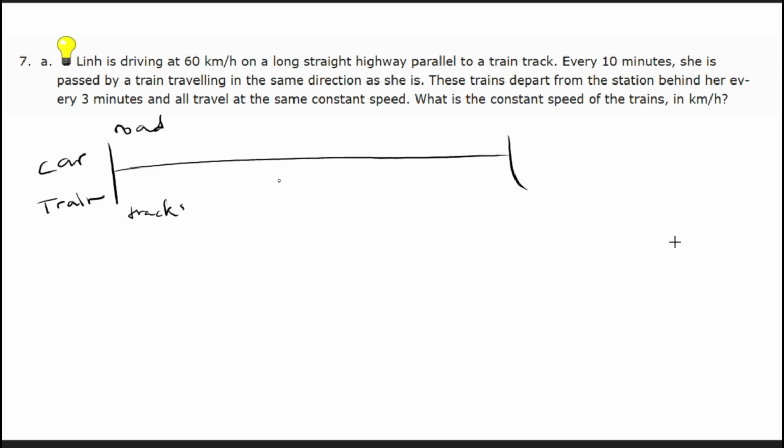It's saying that every 10 minutes, a train passes a car. For simplicity, let's just assume we start at the point when the train passes the car. The station is somewhere back here, but we don't need to worry about that because this is actually an endless loop. So it doesn't matter where we start because the loop will remain in the same pattern. So let's just call this the station back here.